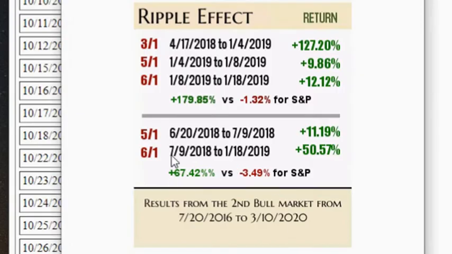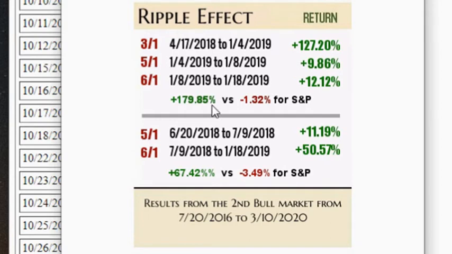So we have accounted for that here, 7/9/2018 to 1/18/2019, and that one made a 50.57% return. So basically, there were 2 trading periods that we had in the bull market of these 4 years, or 3.5 years. We had 179% gain up here, and this one produced a 67.42%. We were in the markets maybe only 6 months for 67%. We were in the market up here for about 9 months for 179%.